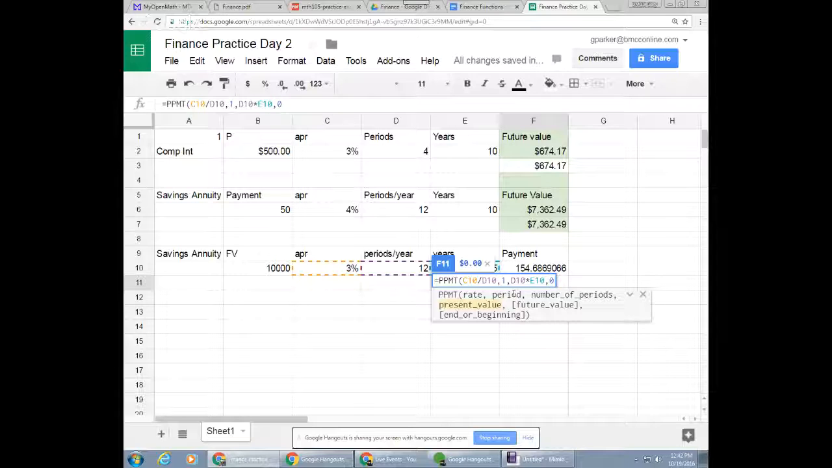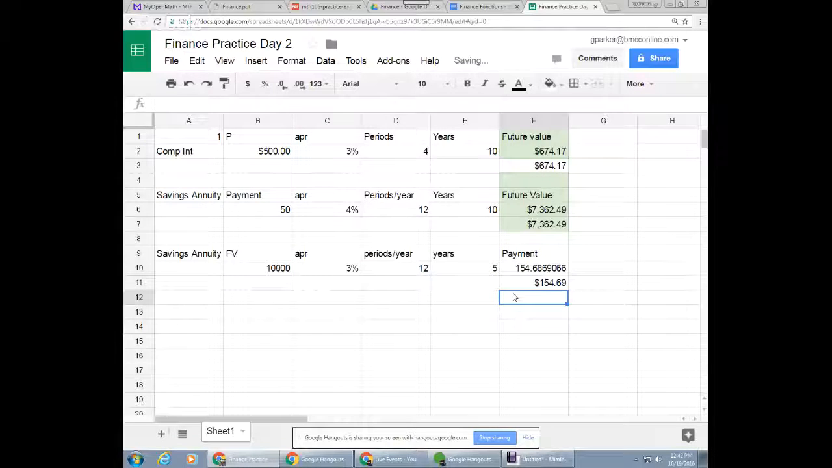How much money do you have in the bank right now? Nothing, 0. And then what do you want this money to be worth? And I want it to be worth 10,000. I got to type it in as a negative. And so it says 154.69, which matches my other calculation. Okay, so I got it right. Anyone have trouble typing that in? Did you get it that time? Yeah, these are tough.